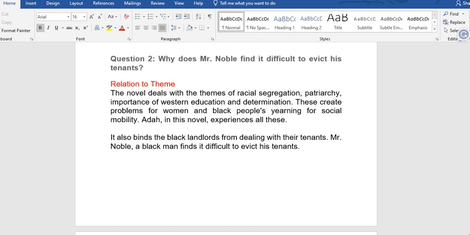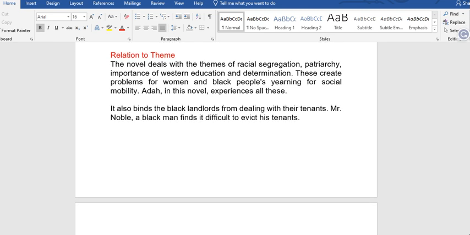The novel deals with the themes of racial segregation, patriarchy, importance of Western education, and determination. This creates problems for women and black people's yearning for social mobility. Ada in this novel experiences all this. It also binds the black landlords from dealing with their tenants. Mr. Noble, a black man, finds it difficult to evict his tenants. That is racial segregation, as we have it in the theme.